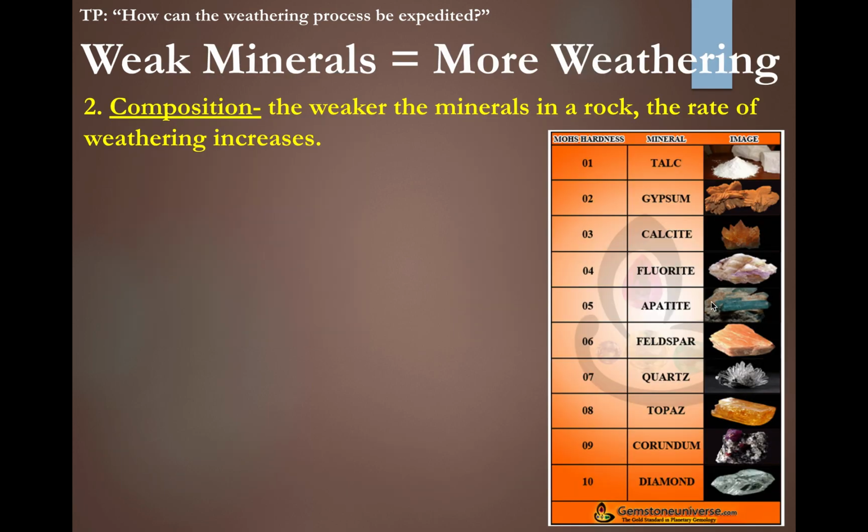Number 2, for your notes, composition. The weaker the minerals in a rock, the faster the rate of weathering. We have the Mohs scale of hardness on the right. We have talc as being 1, gypsum 2, calcite 3, fluorite 4, apatite 5, feldspar 6, quartz 7, topaz 8, corundum 9. Corundum is also known as sapphire and ruby. And then number 10 is a girl's best friend, which is a diamond.